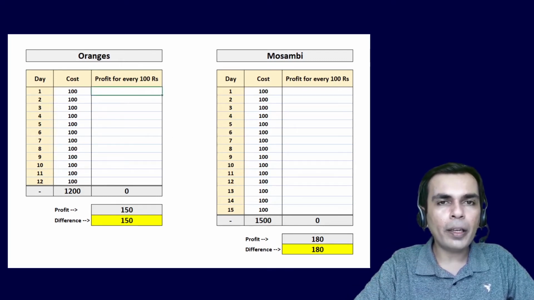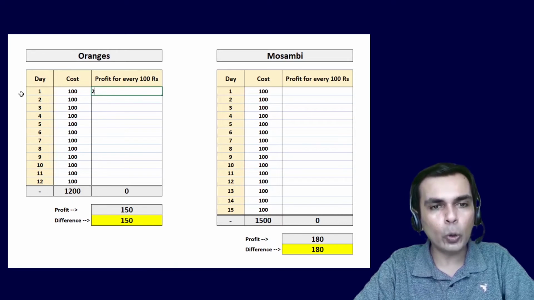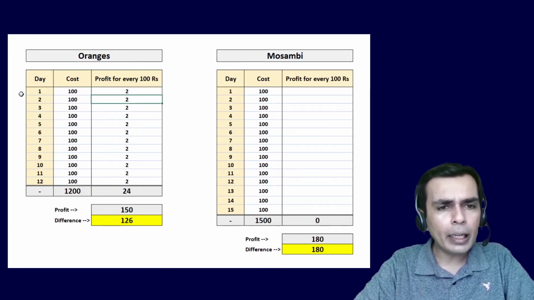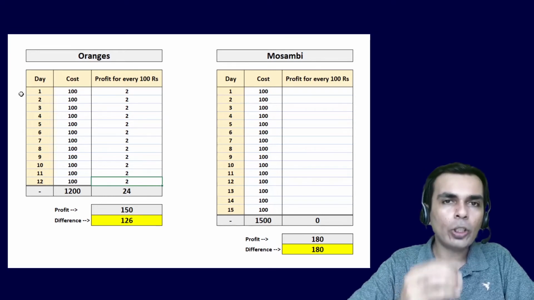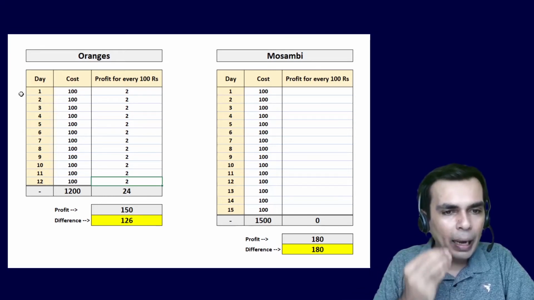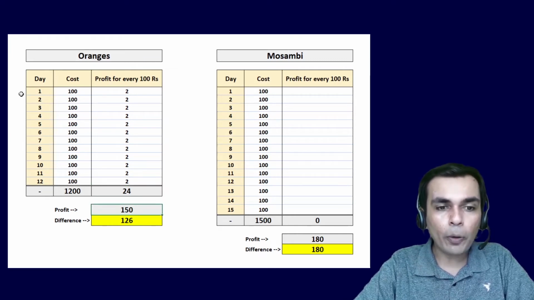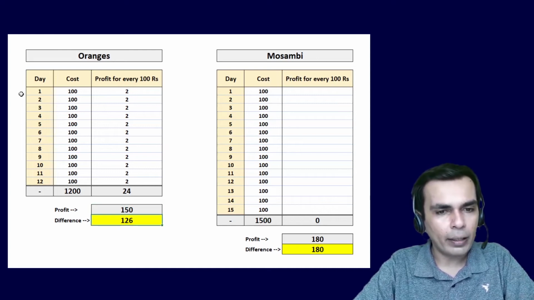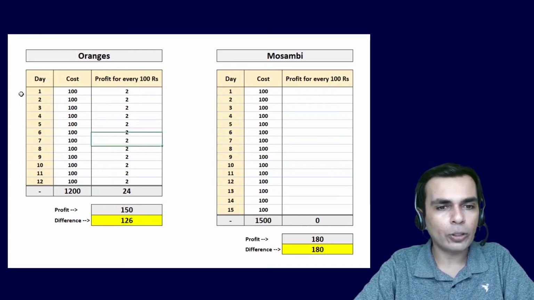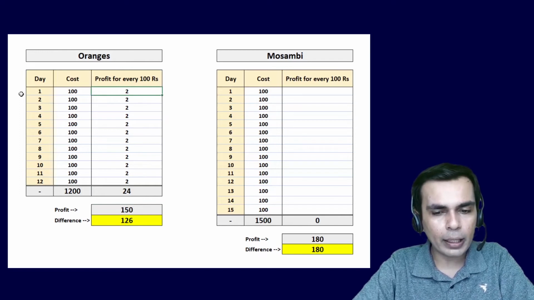So if the profit here is, let's say, 2 rupees for every 100, then it'll be only 24 because 12 times 2 is 24. हर 100 पे दो रुपया प्रॉफिट, तो 1200 पे 12 टाइम्स 2, 24 रुपया होगा. But I know that the profit is 150, so I need to find out how much it is per 100. 126 फिर भी प्रॉफिट रह गया. So what do I do? I go to, let's say, 10 rupees.